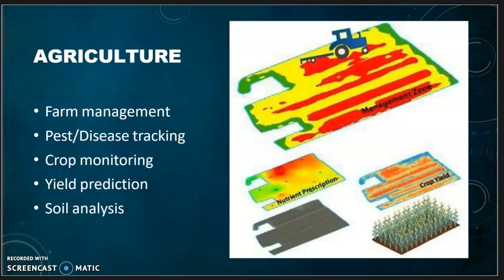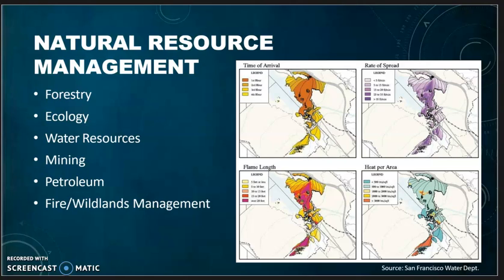In agriculture, we can use GIS to analyze farm management, pest and disease tracking, crop monitoring, yield prediction, soil analysis. For natural resource management, GIS is used all the time in forestry, ecology, water resources, mining, petroleum, fire and wildlands management.